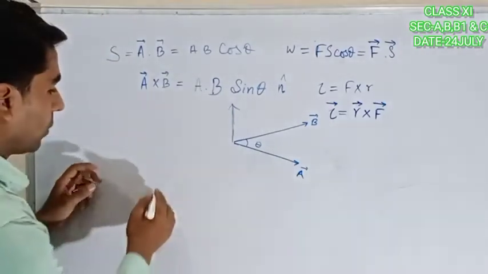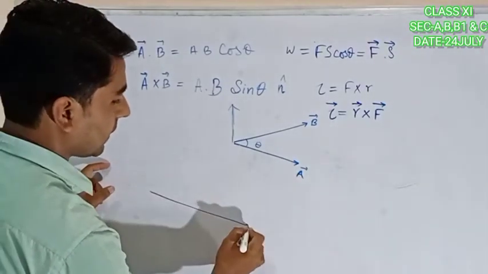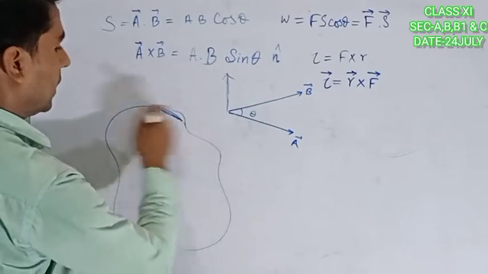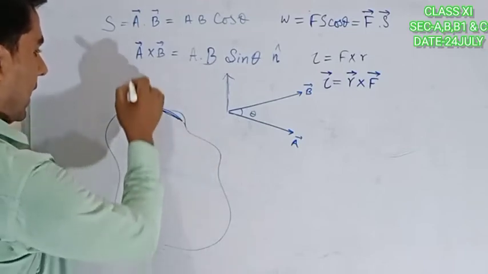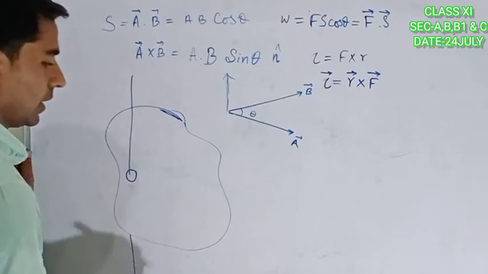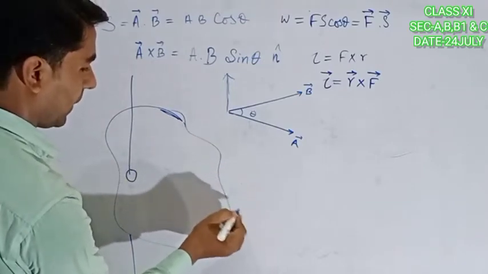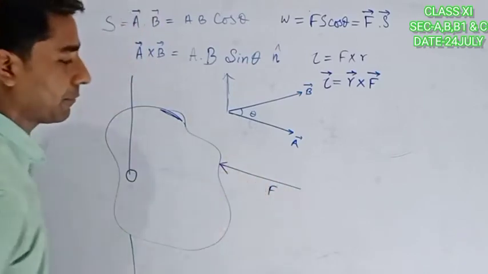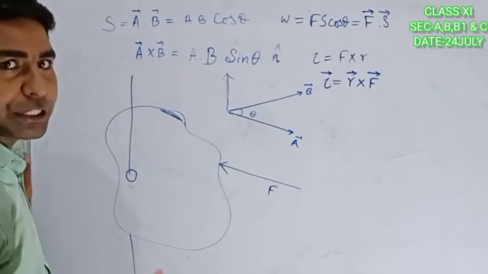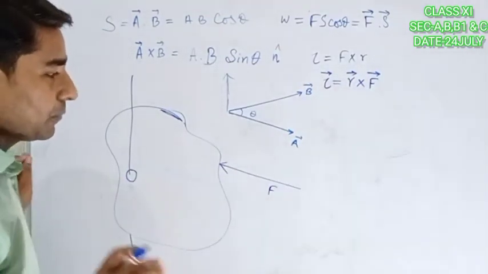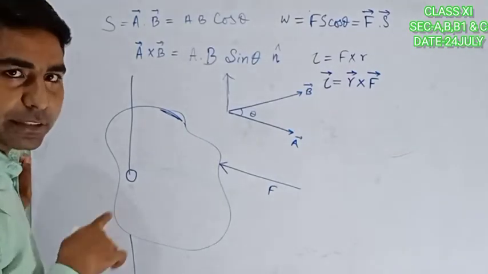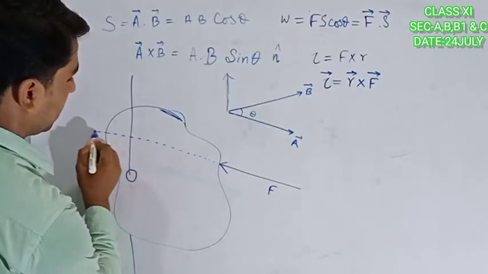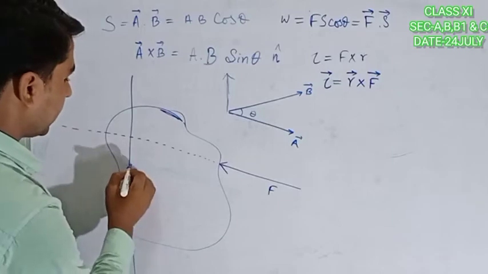Because, suppose this is any rigid body with an axis of rotation, I'm showing you the diagram also. Here we are going to apply, somewhere, I'm applying force F. The definition of moment of force says it is the force into the perpendicular distance from the axis of rotation to the line of action. So let's draw the line of action and the perpendicular distance.